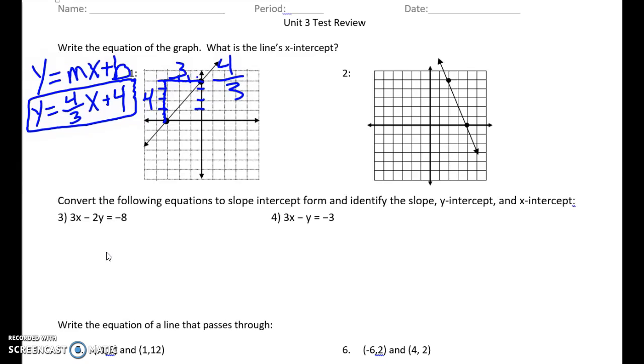We also need the x-intercept. The x-intercept, the only way to really get that is to look at, well, not the only way. The easiest way is to look at the graph and just see where your line crosses the x-axis. Negative 1, 2, 3. So the x-intercept is negative 3.